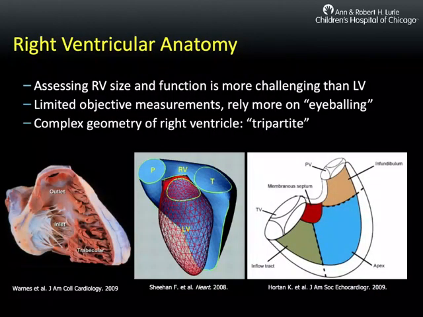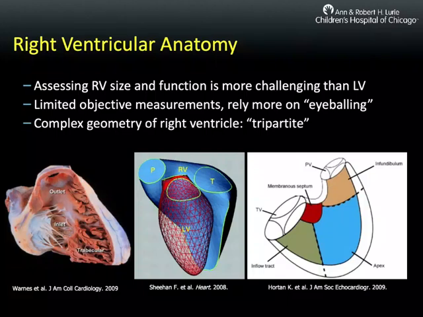Assessing the right ventricular anatomy, size and function is more challenging than the left ventricle, and there are several reasons. Really, the main reason is the complex geometry of the right ventricle. As you can see, the left ventricle is very typical. We were talking about how it presumes a bullet shape, how it's cylindrical, but you can see in this gross anatomy picture that there are several components to the right ventricle, including an inlet portion, an outlet portion, and a trabecular or apical portion.